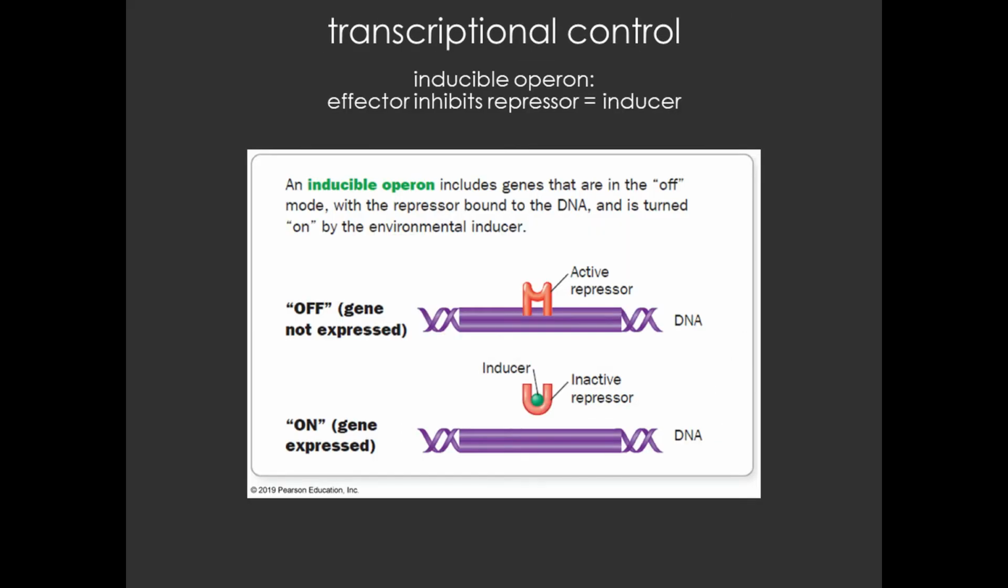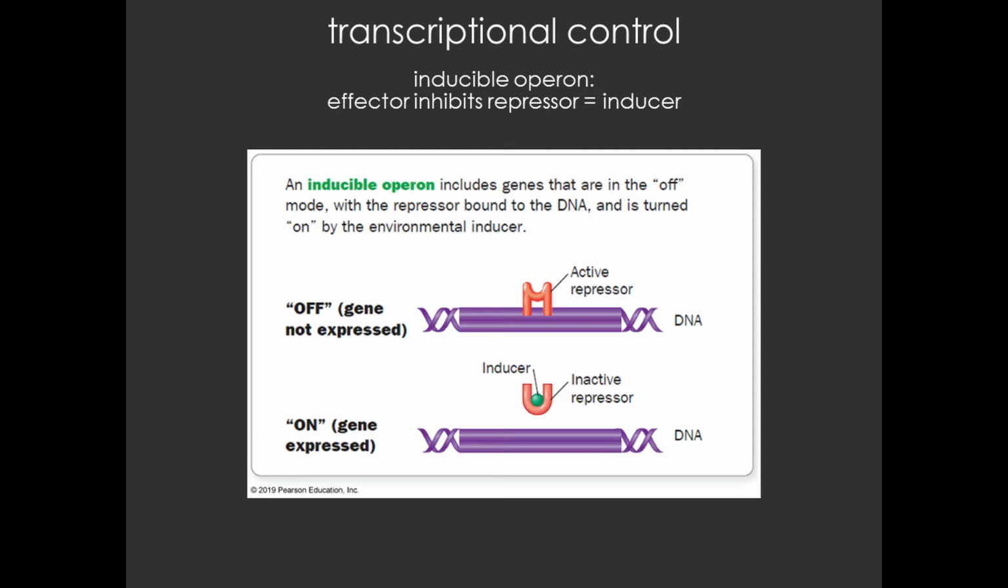Before we delve into the LAC operon, I want to take a moment to consider the overall use of the LAC operon as an inducible operon, which is an operon which is shut off and can be turned on. The genes in an inducible operon are in the off mode because the repressor has been bound to the DNA, and then they get turned on by the presence of an effector, which inhibits the repressor and allows for the structural genes to be transcribed.